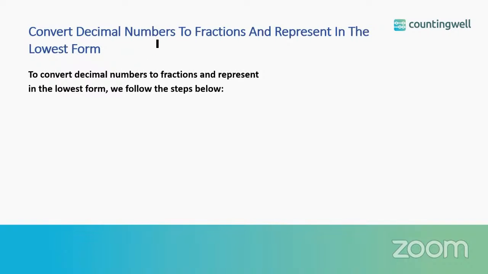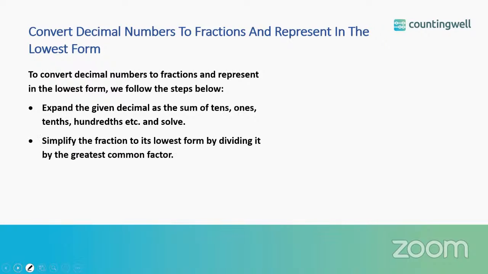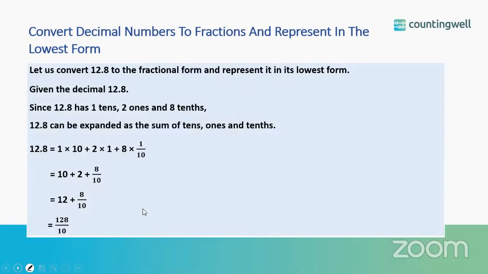Now, let us convert decimal numbers to fractions and represent them in the lowest form. For this, we follow the steps below. First, you have to expand the given decimal as a sum of ones, tens, tenths, hundredths, and then you have to solve. Next, you have to simplify the fraction to its lowest form by dividing by the greatest common factor. Let us see one example.